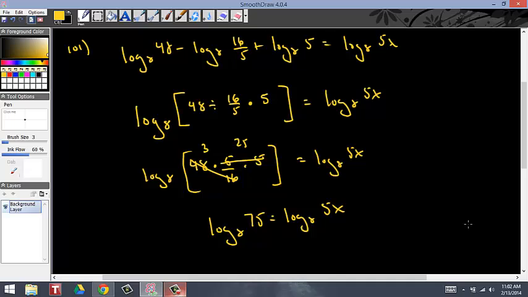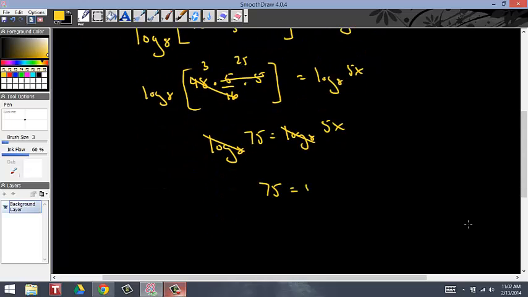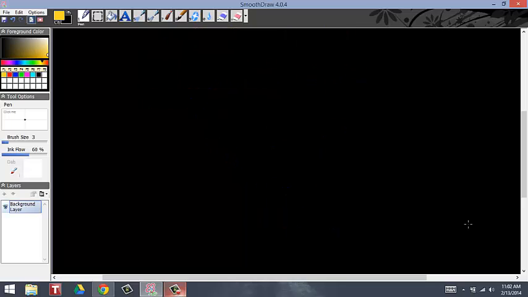Now that I have a single logarithm on both sides, and they both have the same base, what can I do with those logarithms? Elliot! Cancel them out. Play some idiotic trick on these, right? Elliot? 75 equals 5x. X equals what? 15. Bam. Okay? There you go, people.